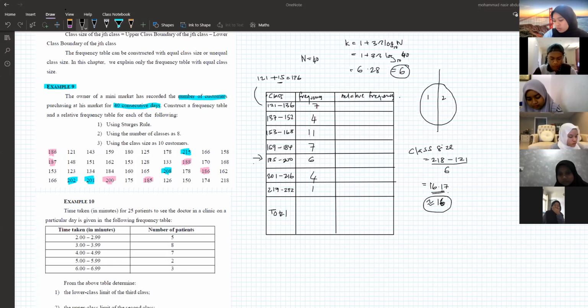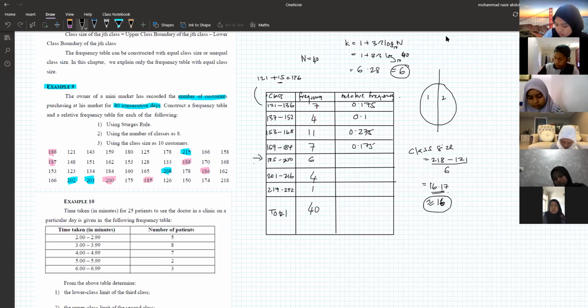Right. The total should be equal to 40. If it's not the same, then something is wrong somewhere. Yep, it's equal to 40. Right? So relative frequency is a very simple process. 7 divided by 40 should be equal to 0.175. 4 divided by 40 is 0.1. And 11 divided by 40 is 0.275. And 7 divided by 40 equals 0.175.